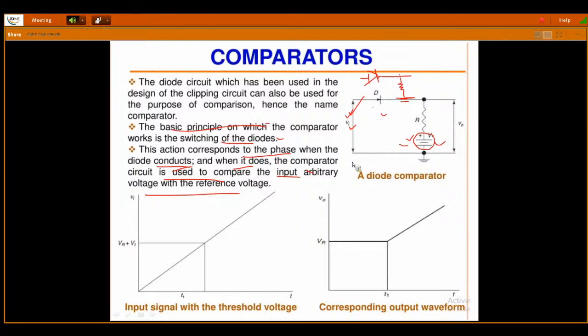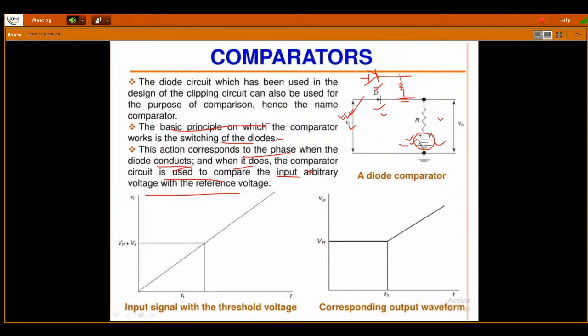Now when can it perform the comparison? Whenever the diode is in conduction. When will the diode conduct? Whenever it is in forward bias. Whenever the diode is in forward bias, in the conducting state, only in that state will this circuit compare the input voltage to the reference voltage.